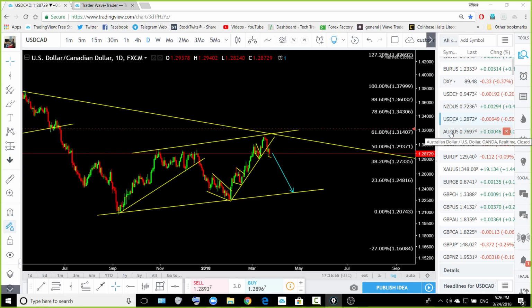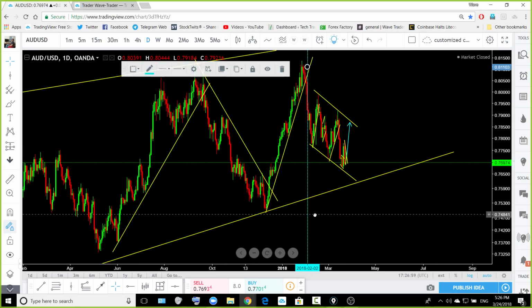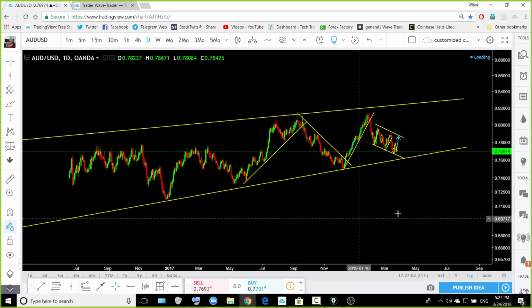So let me look at the Uzi dollar and US dollar. Last week I said to you, watch a continuation formation or correction back within that channel.